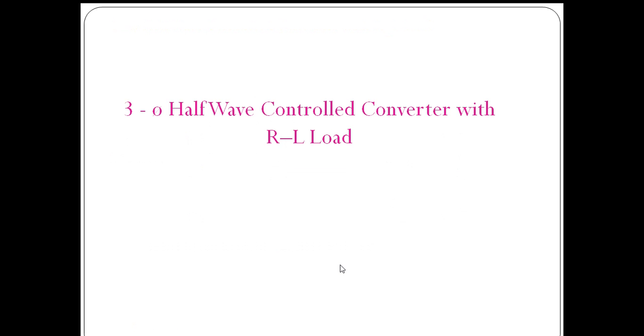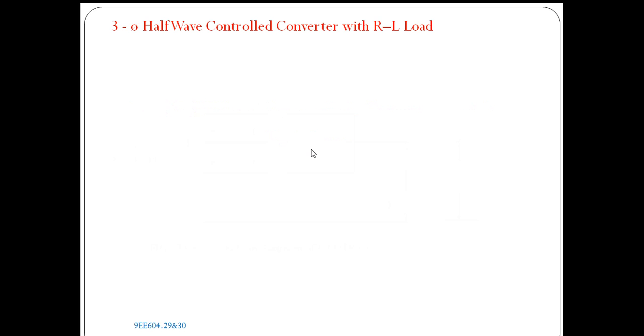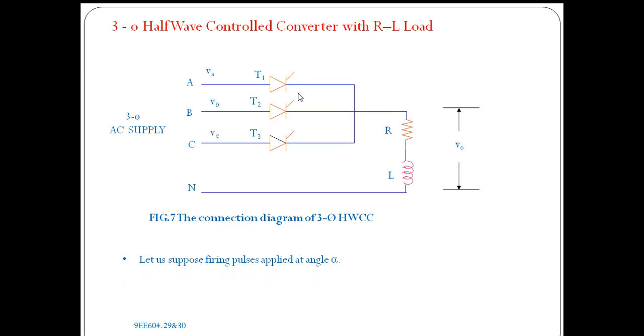Next, three phase half wave controlled converter with the RL load. So till now we have discussed the circuit operation when the load is consisting of resistive load. Now if the load is consisting of RL load, resistive and inductive type of load, then we are going to observe the circuit operation. So this is the similar circuit as we observed in the previous slides, but here the load is consisting of inductance.